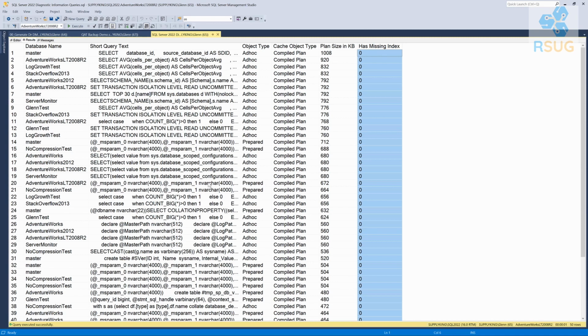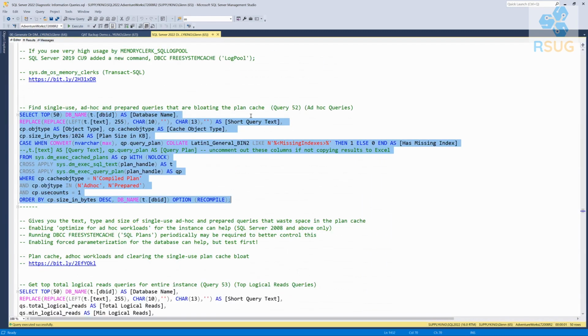Maybe we can convert this to a stored procedure or parameterized query that doesn't show up as an ad hoc or prepared plan, because it's wasting all this space and it's not being reused. So that's what you would do there.